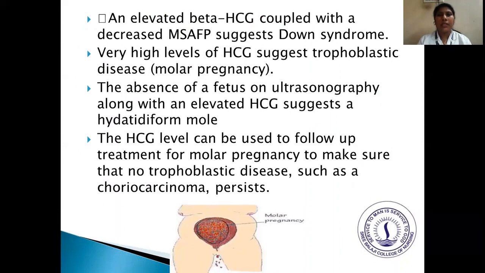An elevated beta HCG coupled with a decreased MSAFP suggests Down syndrome. A very high level of HCG suggests trophoblastic diseases, molar pregnancy. The absence of a fetus on ultrasonography along with an elevated HCG suggests a hydatidiform mole. The HCG level can be used to follow up treatment for molar pregnancy to make sure that no trophoblastic disease such as choriocarcinoma persists.